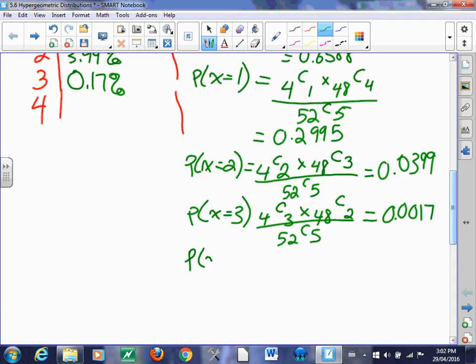Imagine trying to get a hand with 4 aces. Okay, what is this going to equal? So 4, choose 4. You get 4 aces, which means there's 1 card that's not an ace, right? All divided by 52, choose 5.